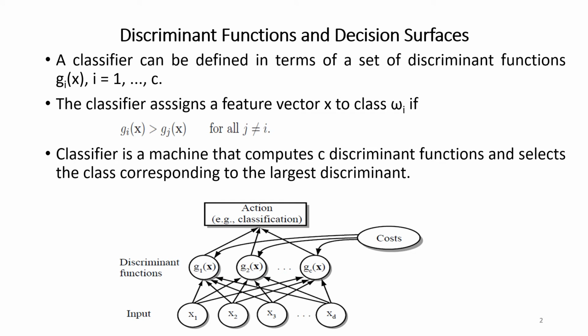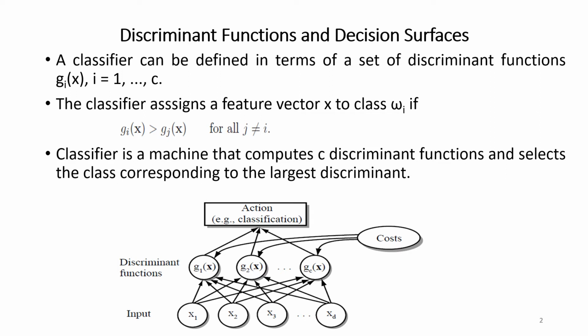Discriminant functions and decision surfaces. A classifier can be defined in terms of a set of discriminant functions g_i(x), where i varies from 1 to C, where C is the number of classes. The classifier assigns a feature vector x to the class omega_i if g_i(x) is greater than g_j(x) for all j not equal to i. So the classifier is a machine that computes C discriminant functions and selects the class corresponding to the largest discriminant, which is shown in the figure.